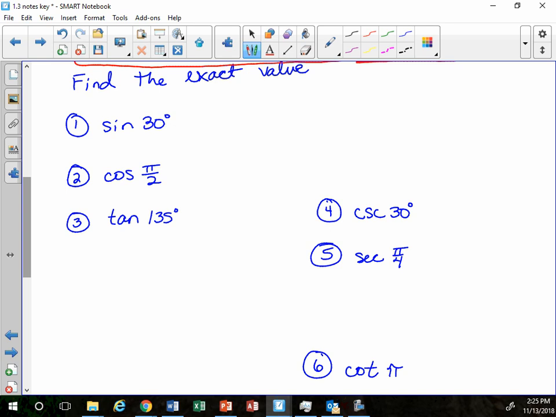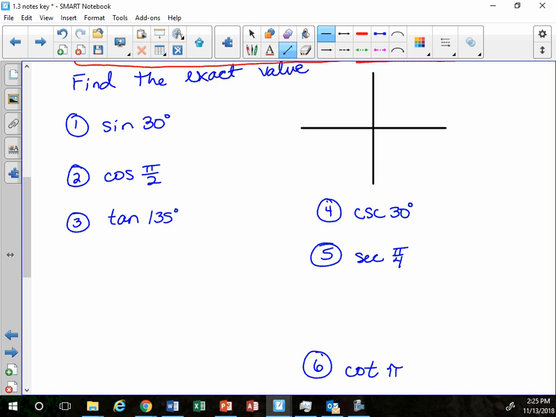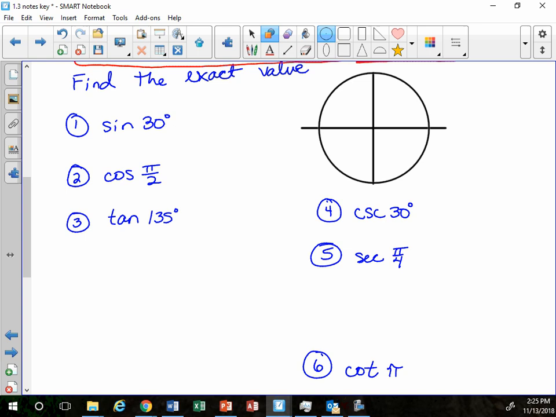Okay. Everybody ready? Okay, I'm gonna make a little circle here. When I just draw a circle, it's not real pretty. That one's a good one.